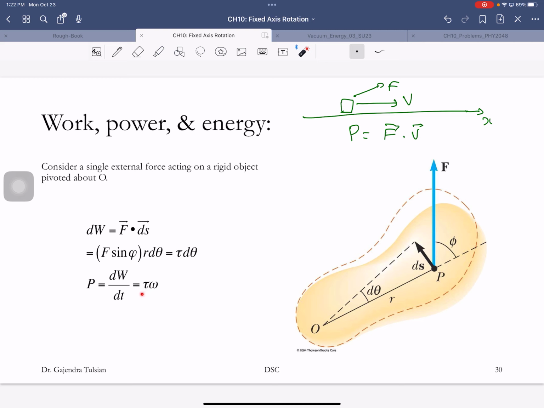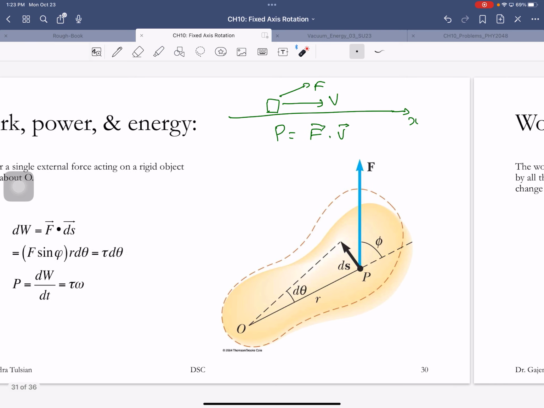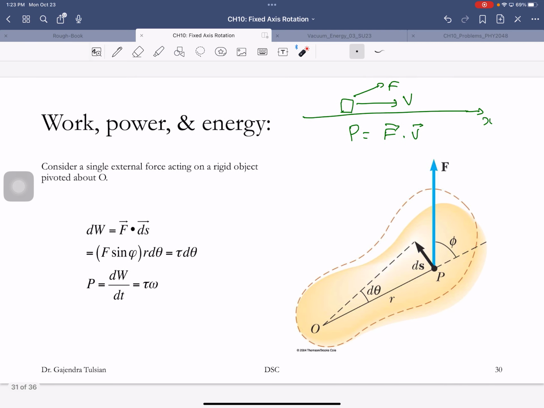So the rate at which your car engine is working is the torque it's applying times the angular speed of the wheels, or the angular speed of the shaft. That's the rate at which your car is working.